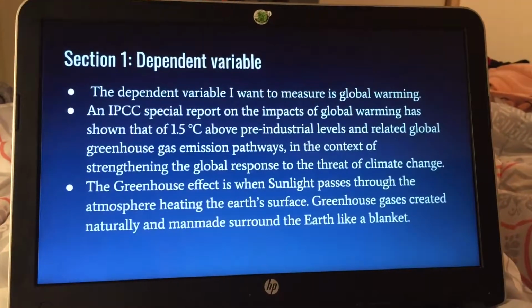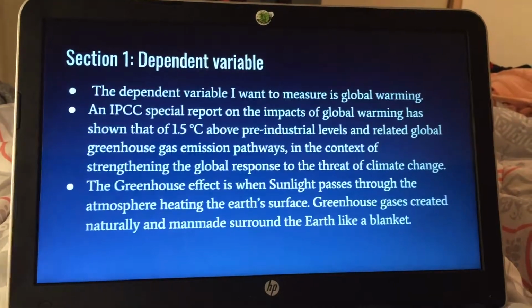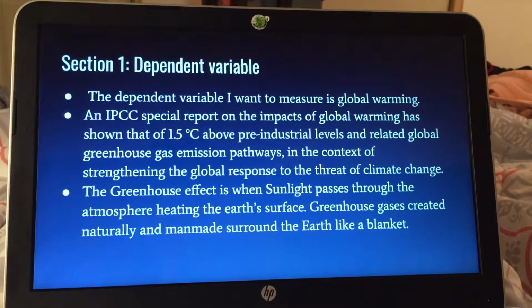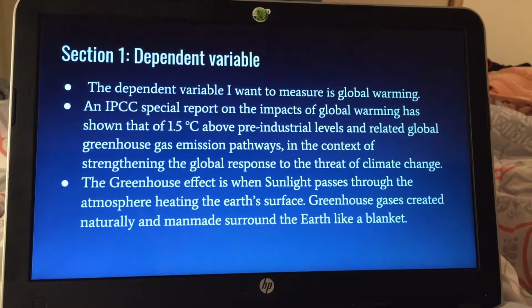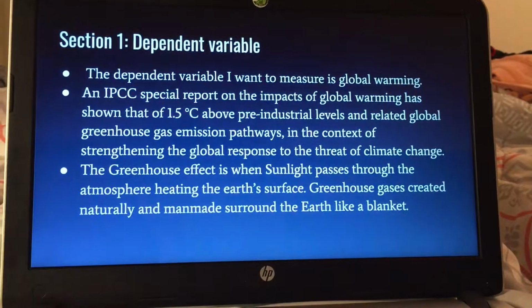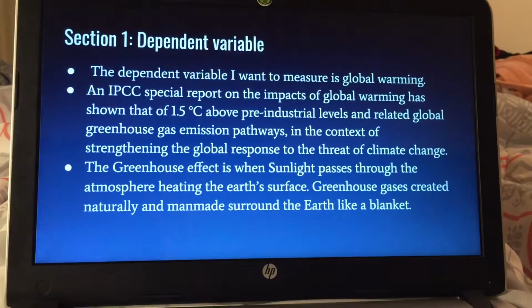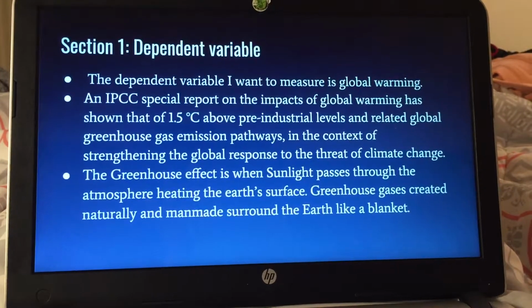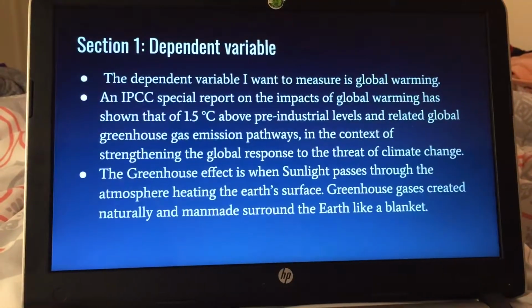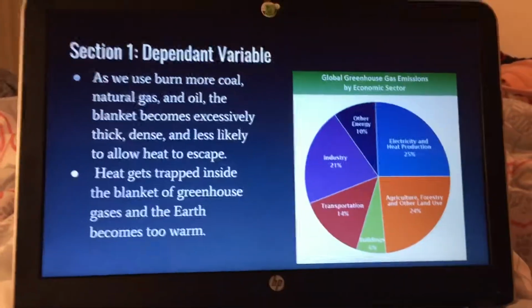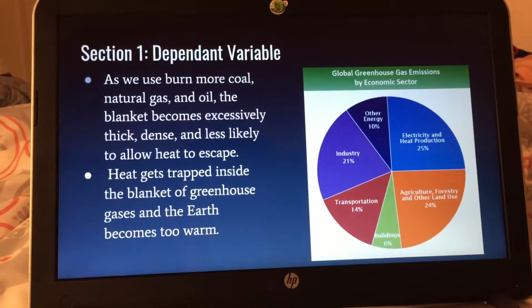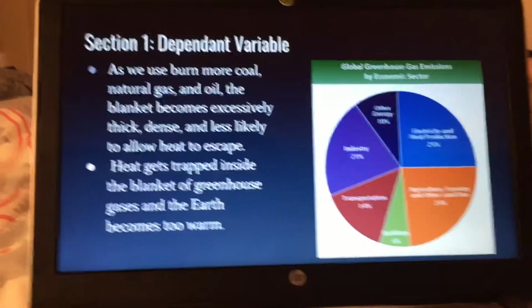An IPCC special report on the impacts of global warming has shown that 1.5 degrees Celsius above pre-industrial levels and related global greenhouse gas emissions pathways, in context of strengthening the global response to the threat of climate change. Greenhouse gas effect is when sunlight passes through the atmosphere, heating the Earth's surface, creating a blanket of heat. And this is a chart that I have shown that displays the gas emissions that society contributes to.